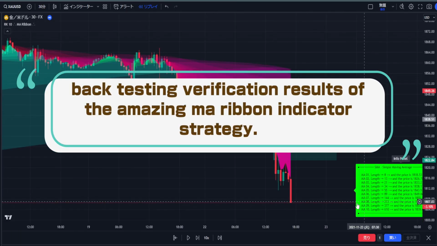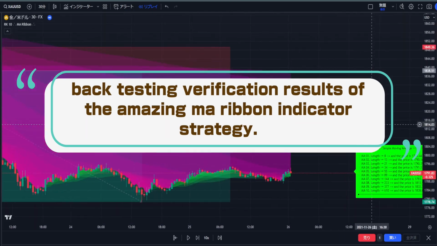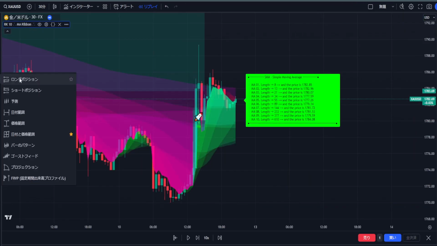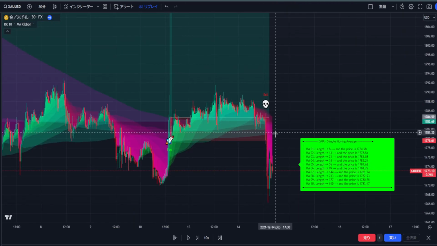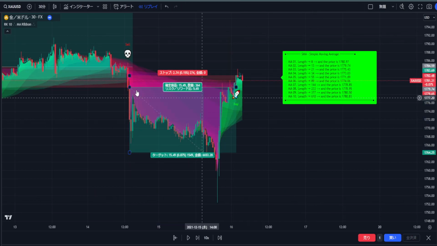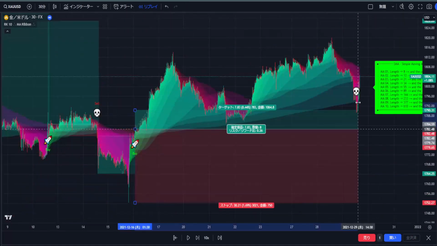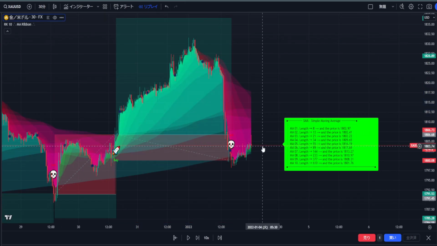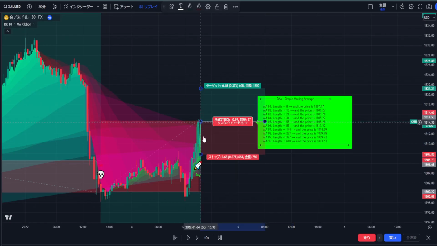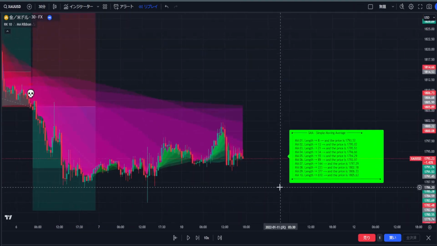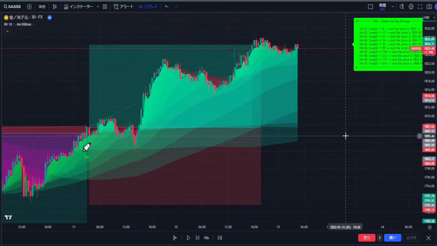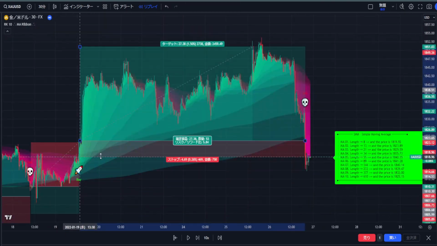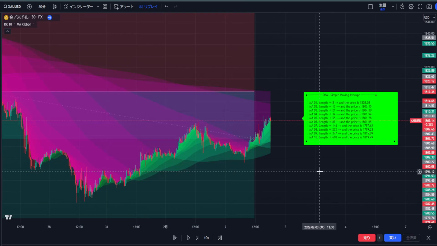Backtesting verification results of the MA ribbon indicator strategy. The verification period conducted was from November 22, 2021 to January 31, 2023, spanning 435 days, 1 year, 2 months, and 9 days. The currency pair used was XAU-USD on a 30-minute time frame. The duration of this period doesn't hold any particular significance, it's just the number of days used for testing.